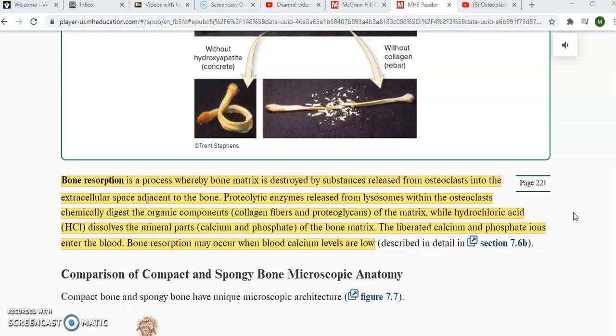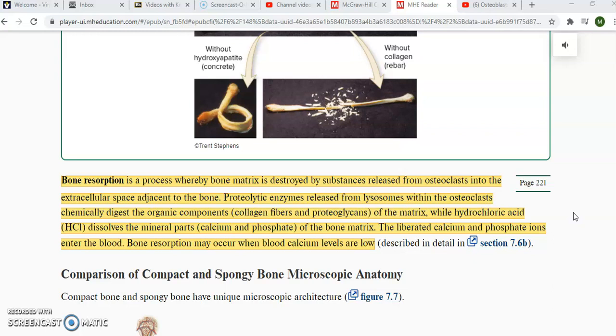And it is going to be the osteoclasts. Those are the cells that are responsible for this bone resorption, or this destruction of the osteoid or bone matrix. They will be releasing enzymes and hydrochloric acid, and what those enzymes and hydrochloric acid do is destroy the components of the bone matrix. So it destroys the collagen fibers as well as the mineral parts too, and that allows for the release of the minerals from that bone tissue.